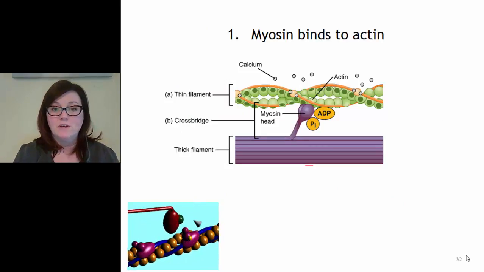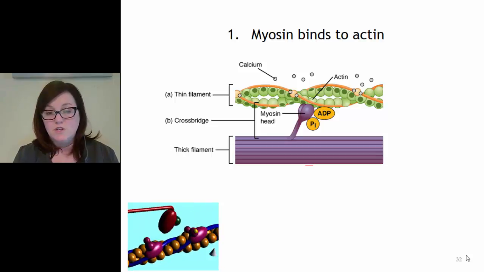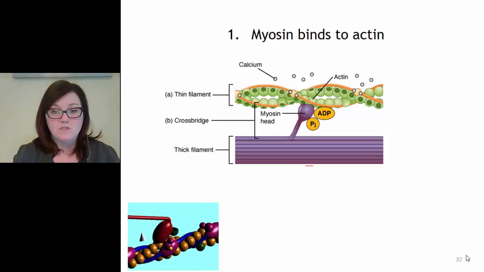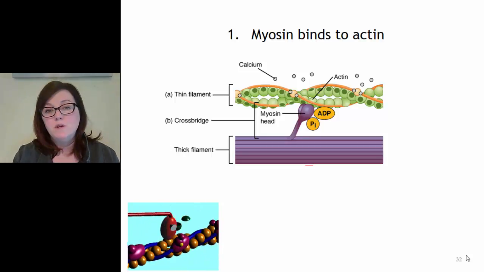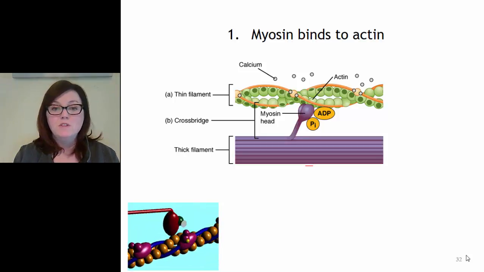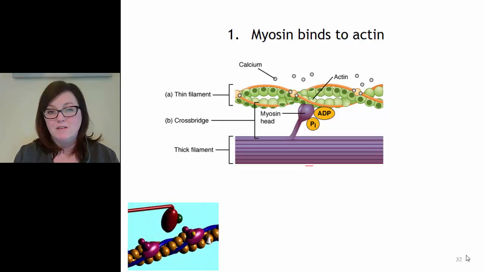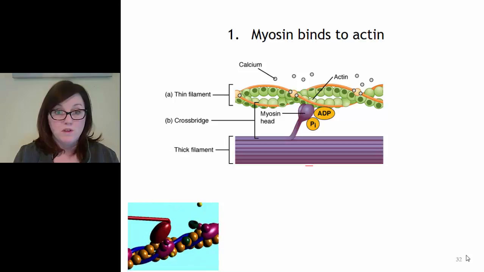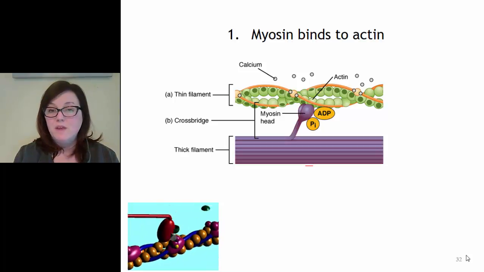We already kind of covered that, right? It doesn't require any energy. The myosin heads just automatically grab onto actin due to an electrostatic interaction. Now notice here in the picture the myosin is bound to the actin. Well, let's look at what's on the myosin head. So yeah, the myosin head is bound to actin, but it's also bound to two other things, ADP and phosphate.